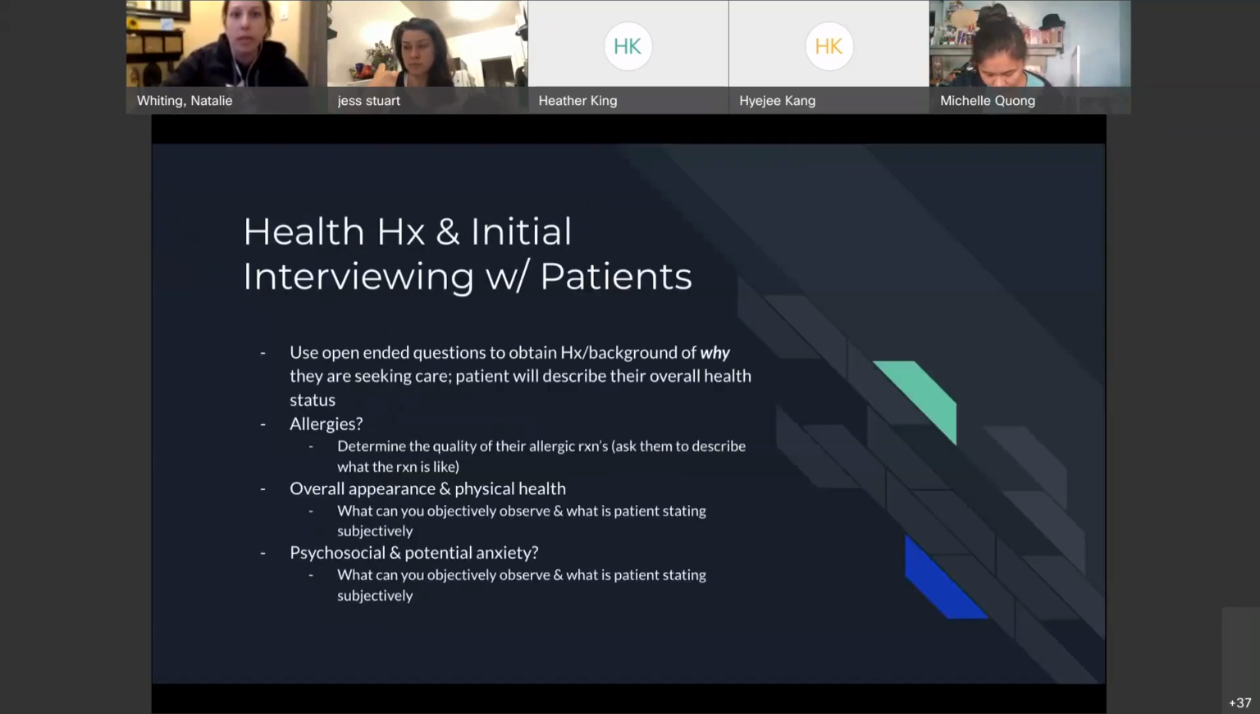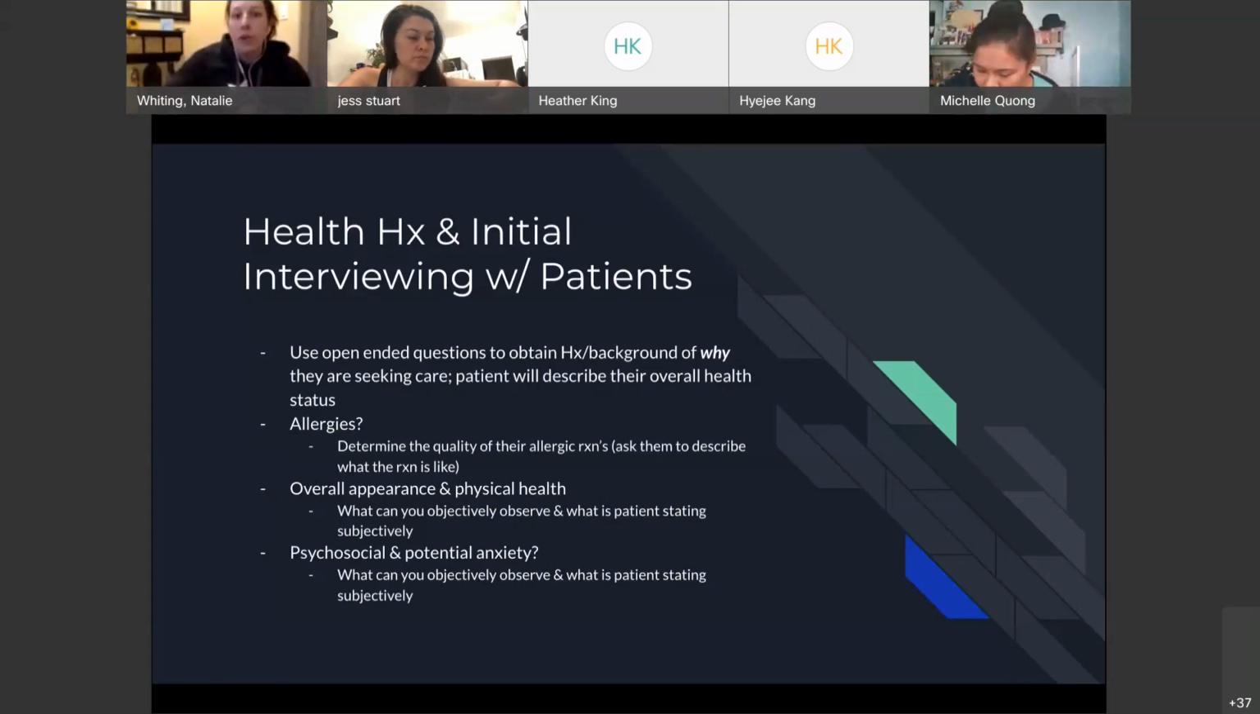Okay, so health history and initial interviewing with patients. You want to use open-ended questions to obtain history and background of why they are seeking care. So the patient will describe their overall health status once you get them to open up with that, basically an open-ended question asking, why are you here? Why have you come in? What are your problems that you're seeking an explanation on?